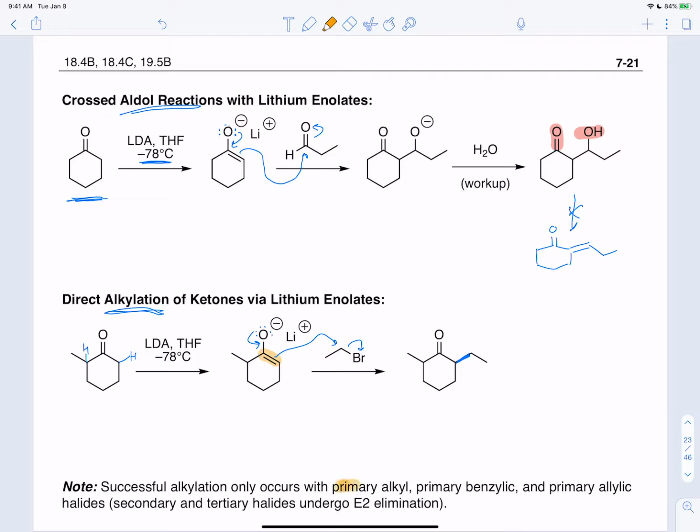You need to have a primary alkyl, primary benzylic, or primary allylic halide. Whenever you try to have something like a secondary or tertiary halide, these will undergo E2 elimination because this enolate is still fairly basic. So just so everyone is familiar with what I mean by a primary allylic halide, this would be something like allyl bromide.